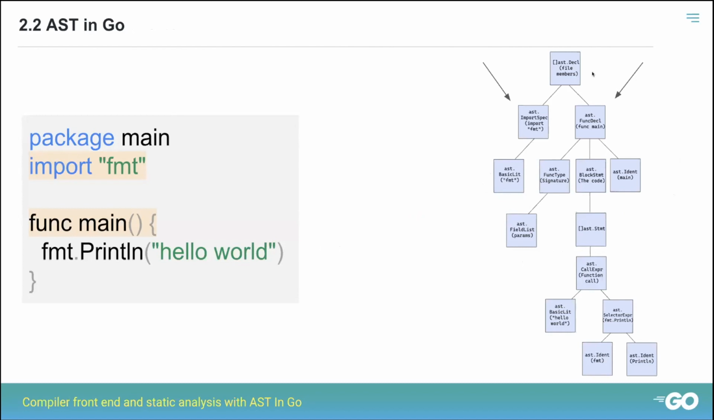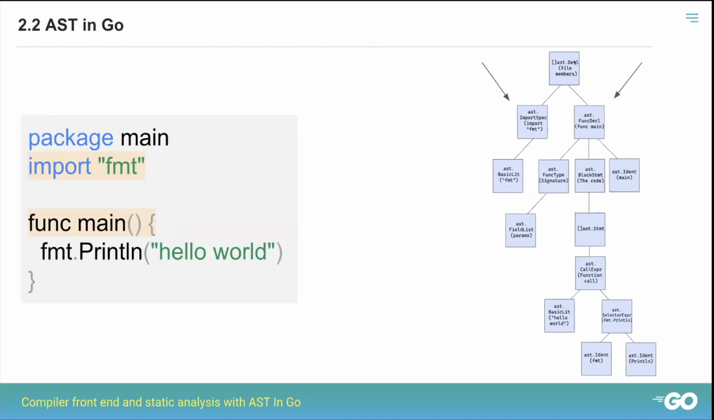So basically the top level element in this tree is a list of declarations, which are the file members themselves. And we have two: the import and the function declaration. The import is made of a basic literal, the fmt, and that's the left-hand side. On the right-hand side, we have the function declaration, and it has three properties: the signature, the block statement, and the identifier.